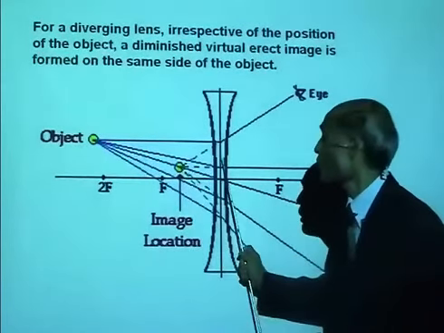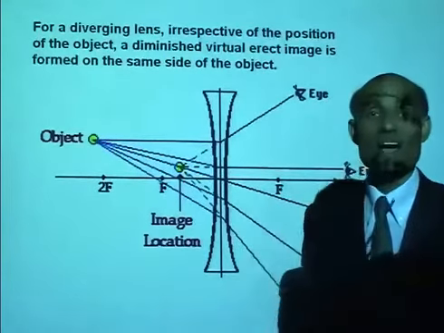It will be small and formed on the same side of the lens.